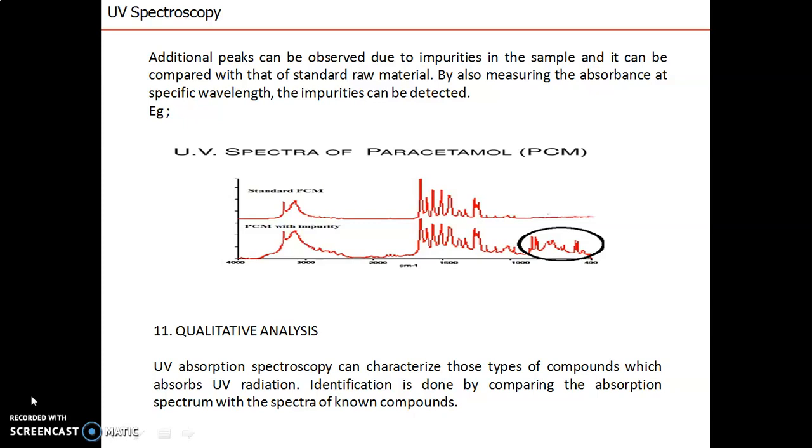Then qualitative analysis. It is also applicable a little for qualitative analysis, as UV-visible spectroscopy can characterize those types of compounds which absorb UV radiation. Identification is done by comparing the absorption spectrum with the spectra of known compounds.